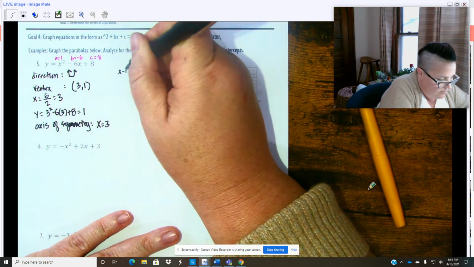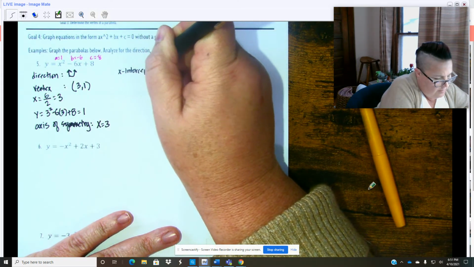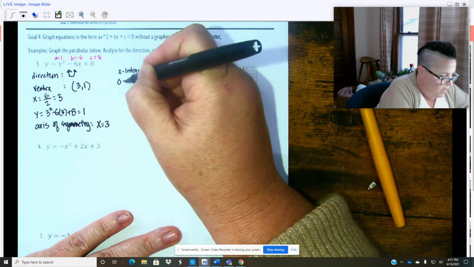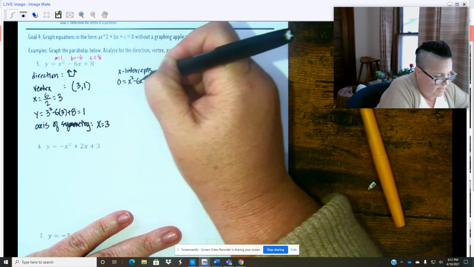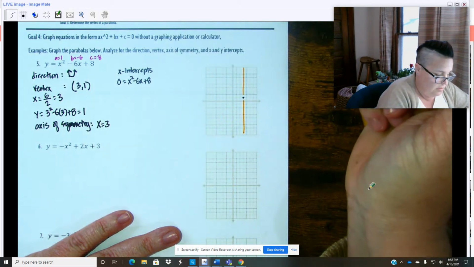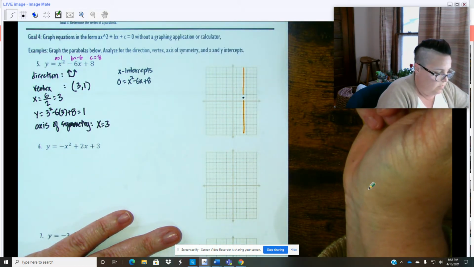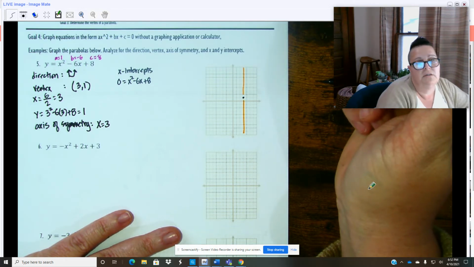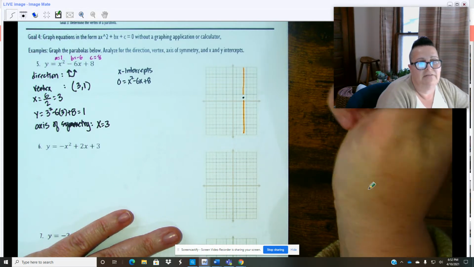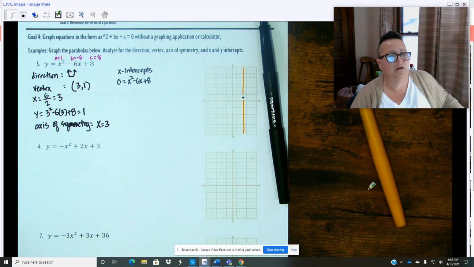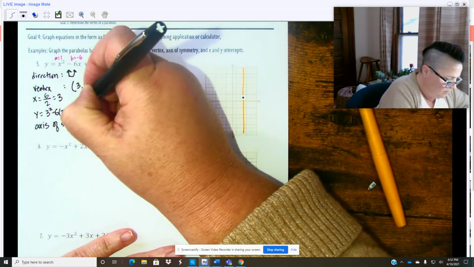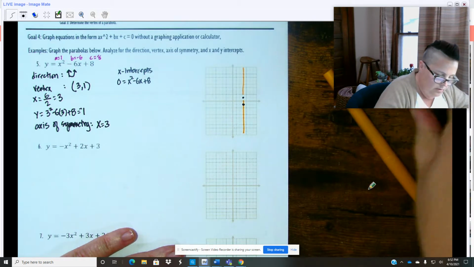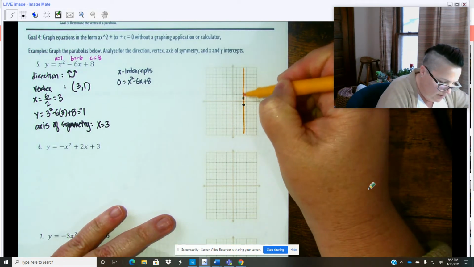Okay. X-intercepts. We're going to have 0 for the y is x squared minus 6x plus 8. Right? Okay, so what two numbers multiply to give us 8 and add to give us a 6? Well, that's a 2 and a 4. Oh, I goofed. Here, this should be a negative 1. Why didn't y'all tell me? Right there. I need that at a negative 1. That's what's going on. Okay.